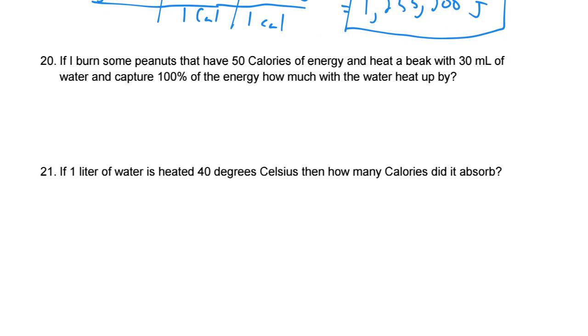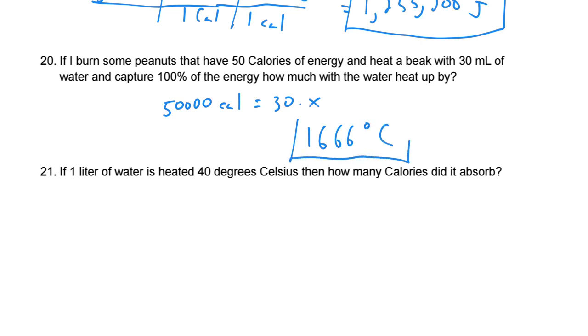All right, if I burn some peanuts that have 50 calories, which would be 50,000 little c calories, and heat a beaker with 30 milliliters of water and capture 100% of the energy, how much will the water heat up by? So that's going to be 30 times x. So we'll just do 50,000 divided by 30 to get that it should, in theory, increase by 1,666 degrees Celsius. Obviously, that's not going to happen because as soon as it accepts that energy, it'll start dissipating again, and you'll never actually be able to increase something by that much. But that's the theoretical amount.